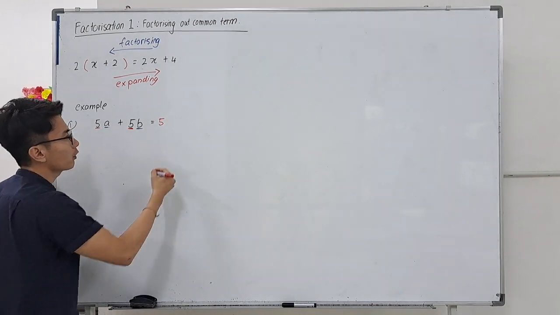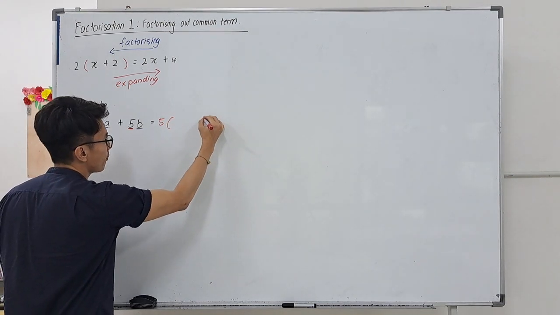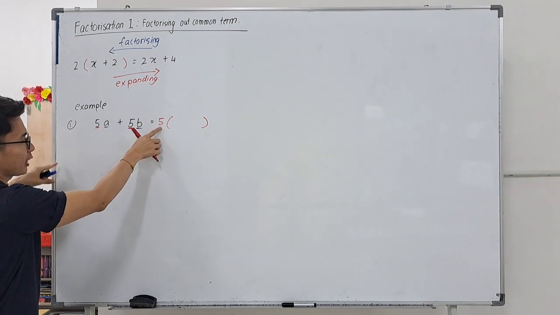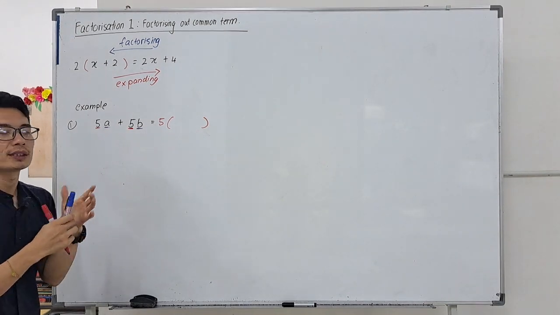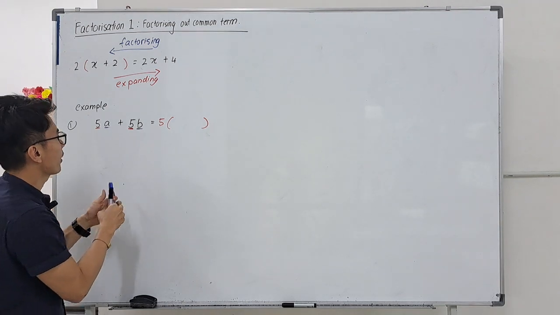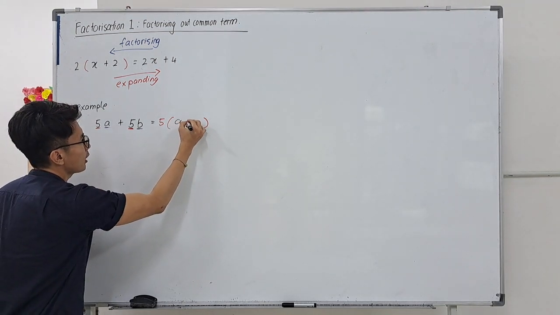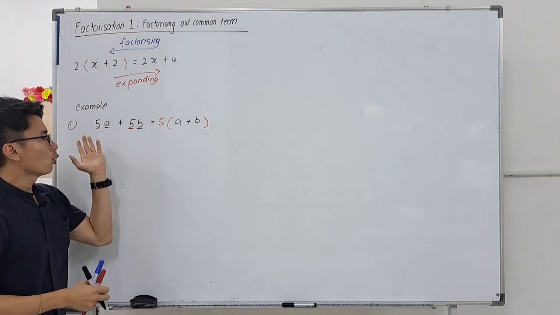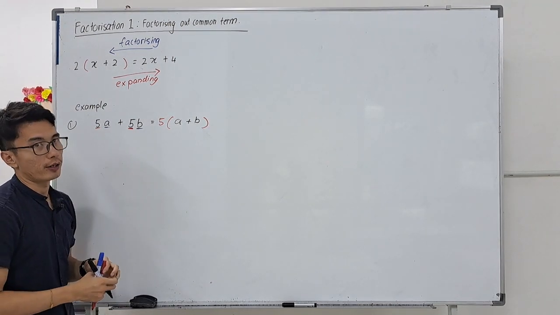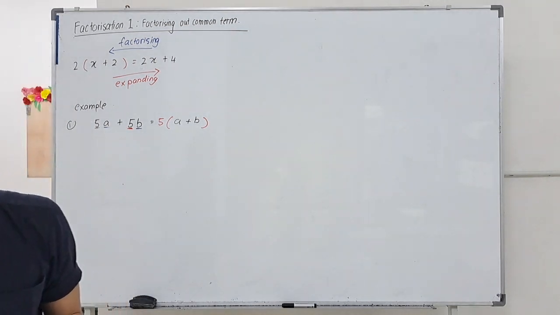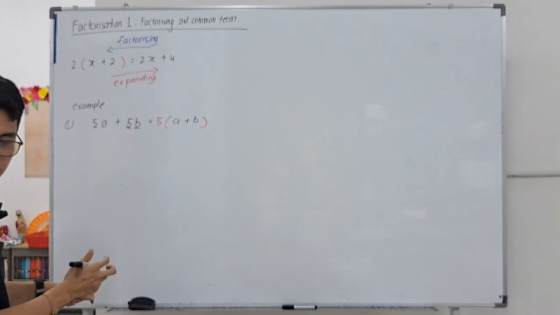And remember, when we factorize, we will add back the bracket, right? So if I take out 5 from this expression, what's left inside the bracket? In this case, what's left inside the bracket will be just a plus b. So we are done with our factorizing already. Let's go through more examples so you can see what's going on.